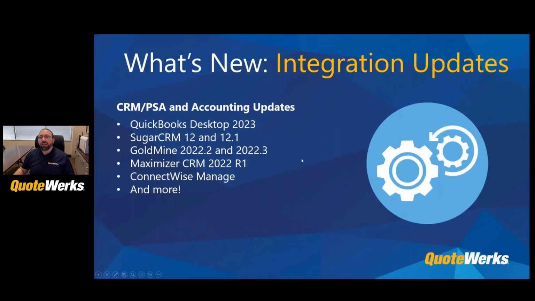All right, so we had a lot of integration updates. QuoteWerks has over 55 different integrations, and that doesn't include all the different credit card gateways that we integrate with. So a lot of times when we come out with updates, they're going to have to do with the different integrations. The biggest one for most of you is going to be the QuickBooks Desktop 2023 integration. So we now support 2023. If you use QuickBooks Online with that subscription, obviously we support that as well. We added support for SugarCRM 12 and 12.1, GoldMine 2022.2 and 2022.3, Maximizer CRM 2022 R1, and then we had some ConnectWise Manage updates as well as some other small integration updates as well.